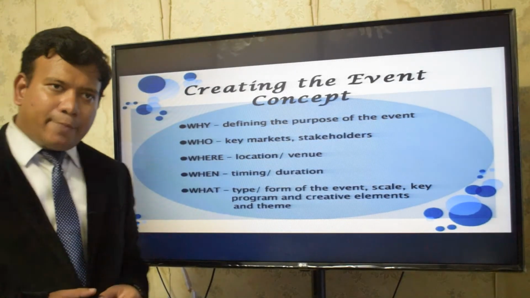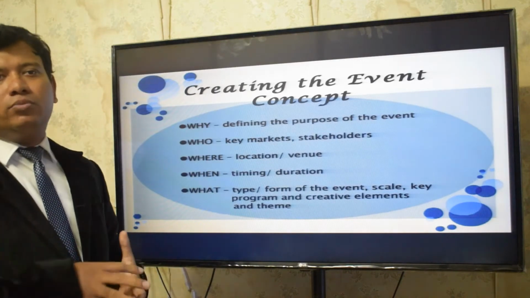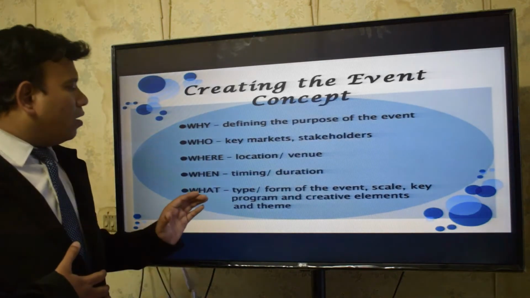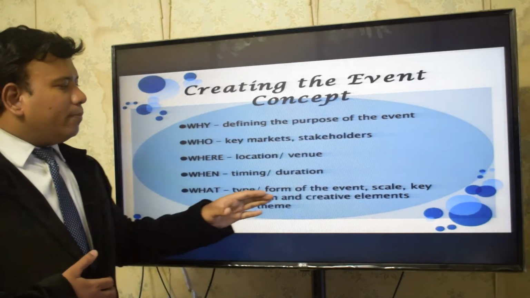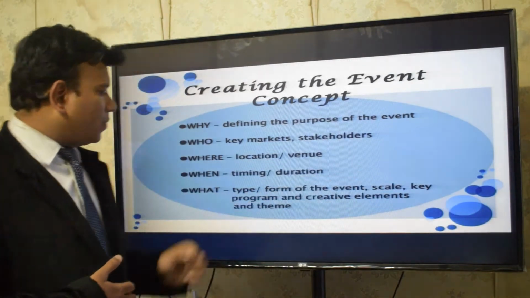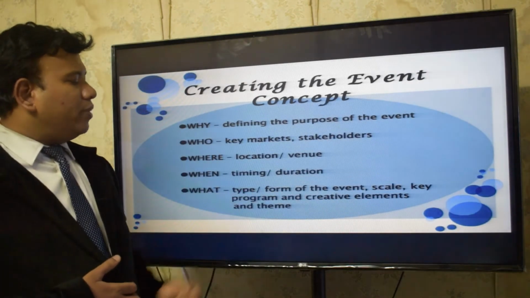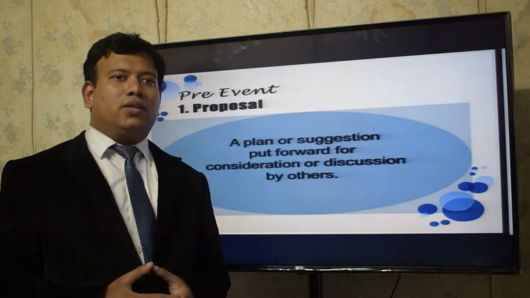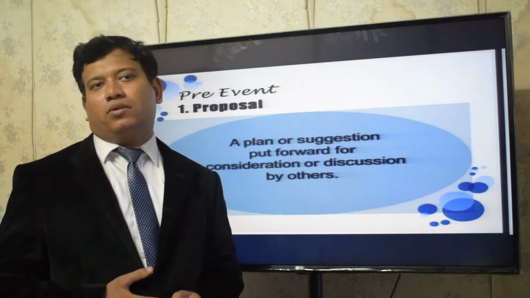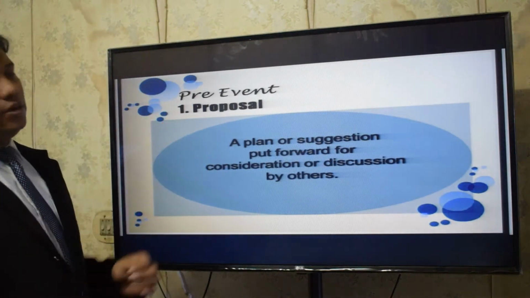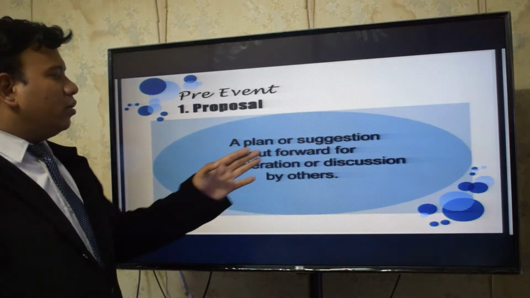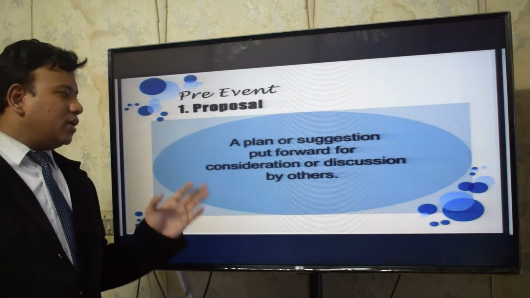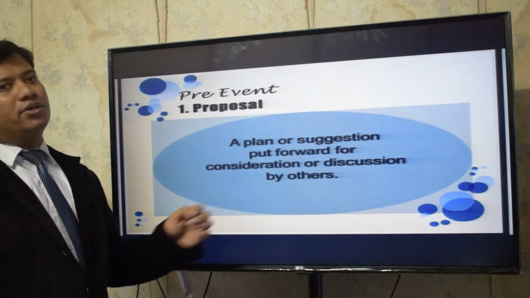The place which is going to happen and what time it's going to happen should start at the perfect time. What type or form of the event, scale, key program and creative events and themes. Pre-event: before an event, what are the procedures and checklists we have to go through? A proposal, number one. A plan or a suggestion put forward for consideration or discussion by others.